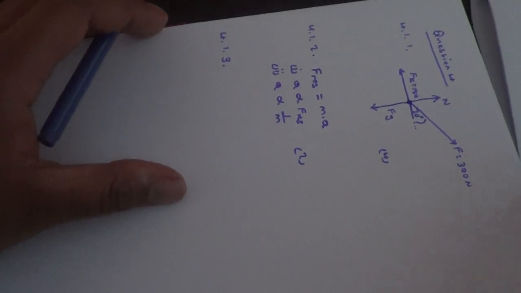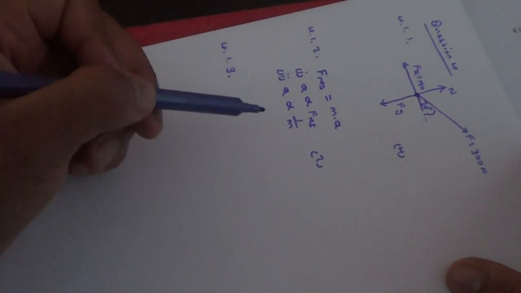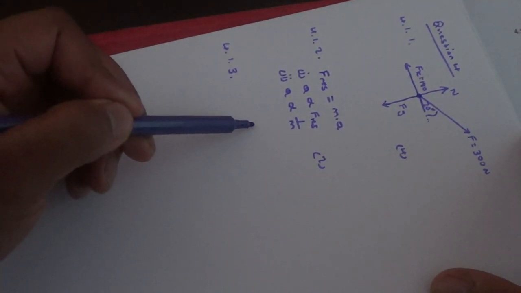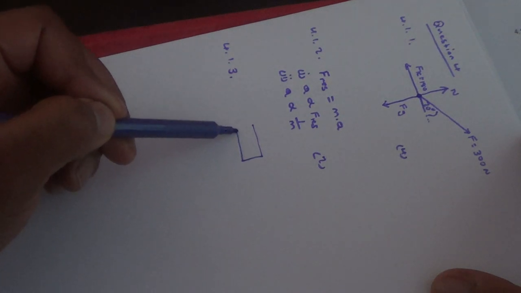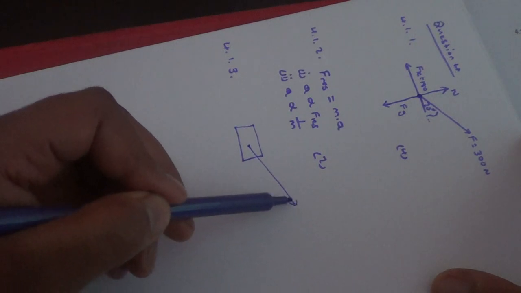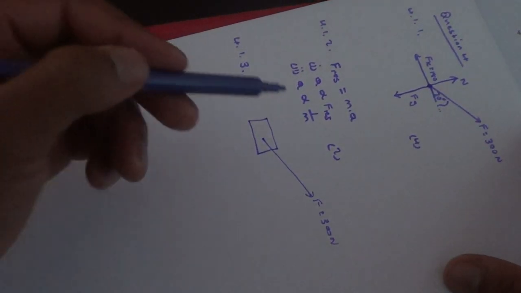Okay, so now we have to think about our diagram a little bit more. For 4.1.3, for us to work on this, we need to think about it a little bit more. So there it is, we have our F, which is 300 newtons that was applied.